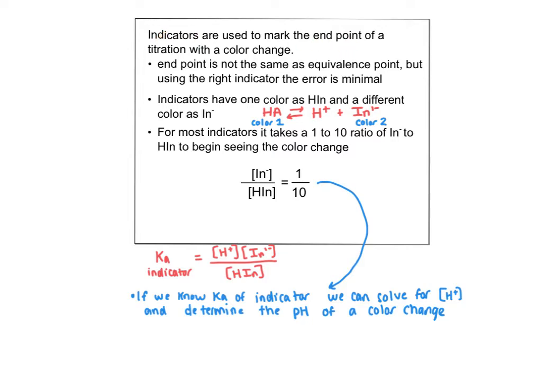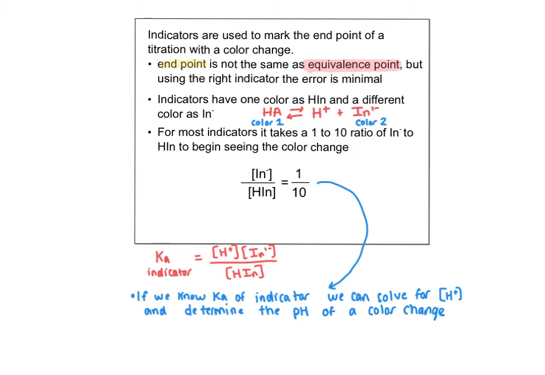One thing I want to note, the endpoint of an indicator is not the same as the equivalence point of the titration. But what we can do is choose an indicator that has an endpoint that occurs at the same pH that the equivalence point happens, and then they would be the same. So the goal is to find an indicator where its endpoint, its color change, is the same pH as the equivalence point of the titration, versus maybe an indicator that changes color at a different pH range.